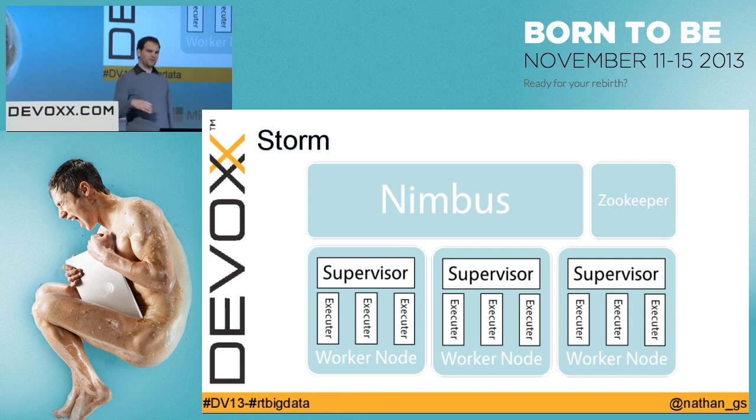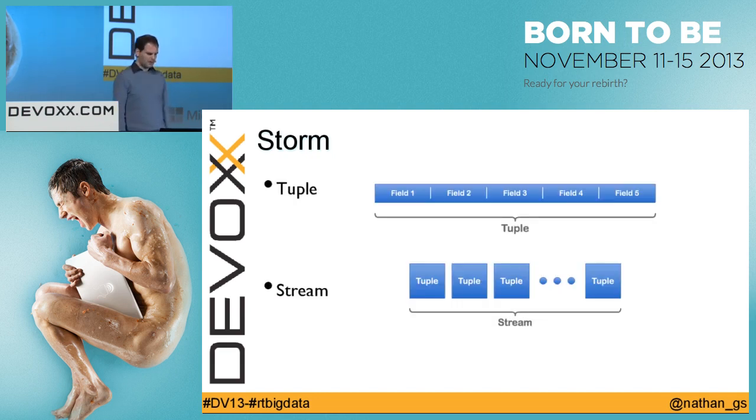Within this JVM process, the actual tasks will run in their own thread. And a task is actually a bolt or a spout that will process the data stream. If you look a bit at the data model of Storm, we have a tuple, which is a named list of values, and it's dynamically typed. And then we have a stream, which is just a sequence of tuples.